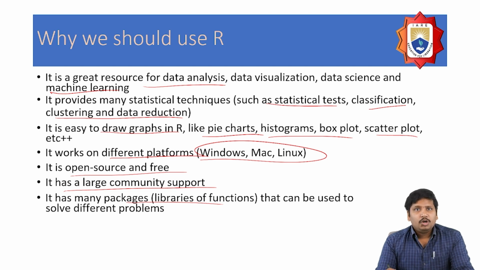So R is one of the great sources for data analysis, visualization, data science, and machine learning. Since it provides many statistical techniques, it can perform statistical tests, classification, clustering, and data reduction. Drawing graphs is also a little bit easy. It is one of the best examples for researchers, and it works on different platforms. It is open source, and it also has large community support.